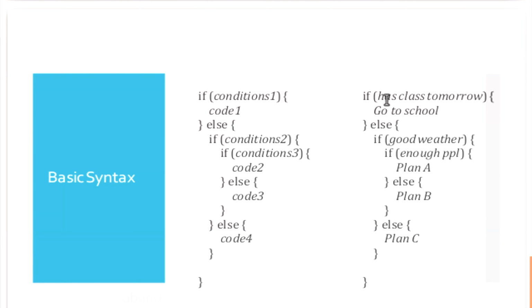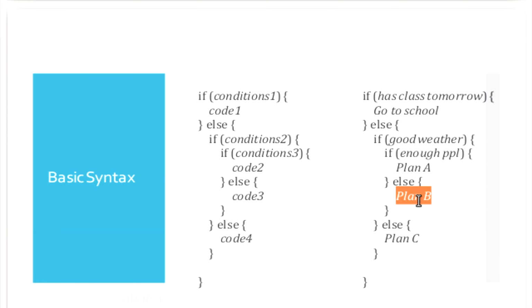Just to illustrate my point, let's look at this real-life example, comparing with the pseudocode. If someone has class tomorrow, then he has to go to school. If someone doesn't have class, the weather is good, and has enough people, then he can implement his plan A. Maybe play soccer. If he has no class, the weather is good, but there aren't enough people, then he needs to do plan B. Maybe go hiking or play tennis.